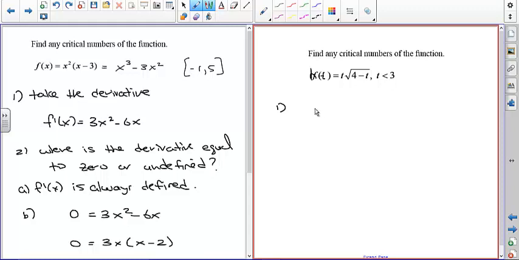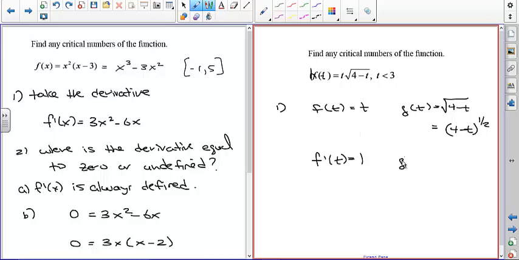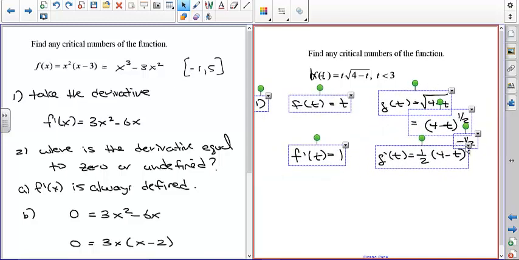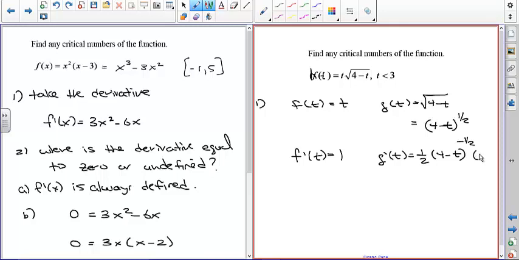So we'll say that f of t equals t, and g of t equals the square root of 4 minus t, which is 4 minus t to the 1/2 power. Okay, so those are the two parts of the product. Then you take the derivatives of those. So the derivative of this with respect to t is 1, and the derivative of this with respect to t is going to be 1/2 times 4 minus t to the minus 1/2 power, times negative 1.